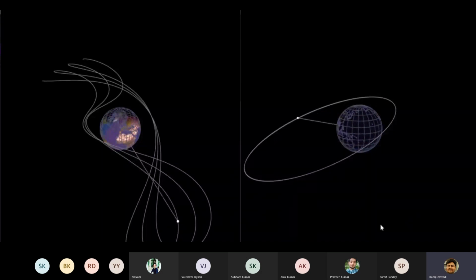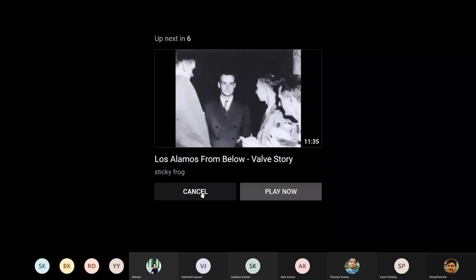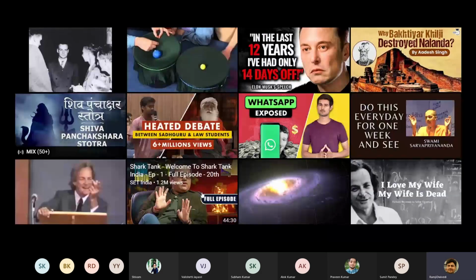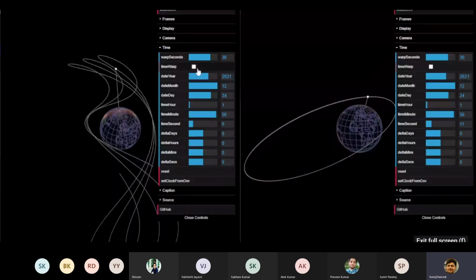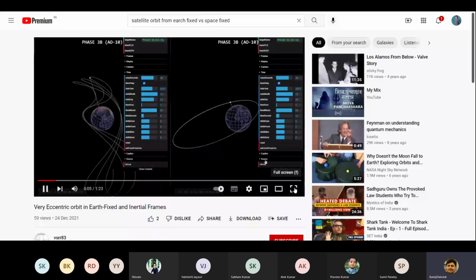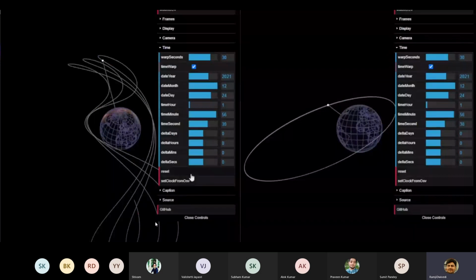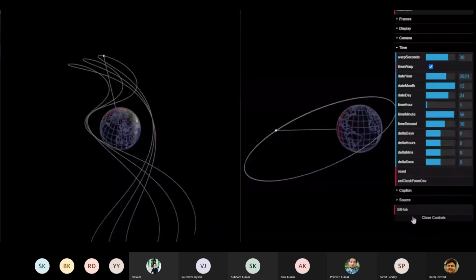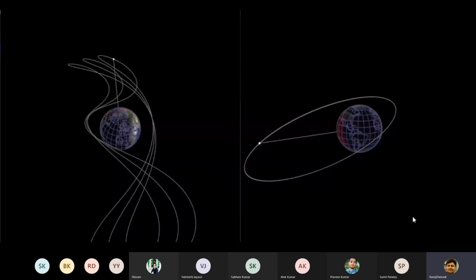At different epochs, at the bottom it is the epoch, which you can visualize. For the same moment, the same epoch, there are two different frames. One is Earth fixed, another is space fixed.